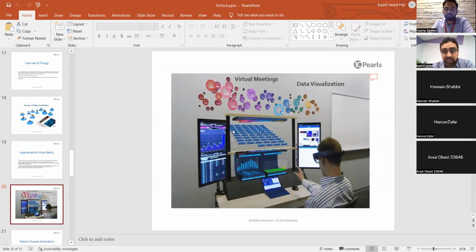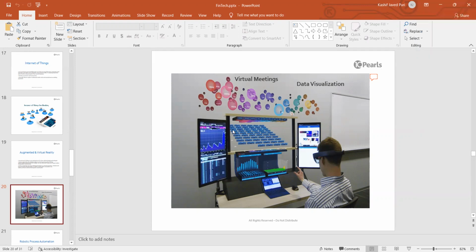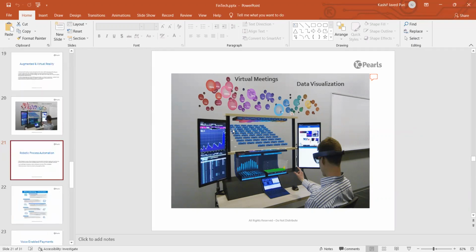So if I have to analyze a particular data and I draw a graph on my screen or on paper, and instead of that, I see a 3D image of that in a virtual reality space, that would be more interesting. And I would be able to analyze that in a better way. So these are basically the most common uses of AR and VR in the financial industry.